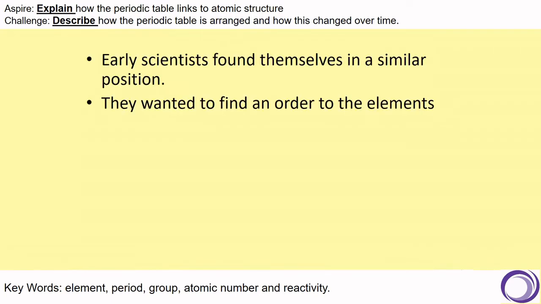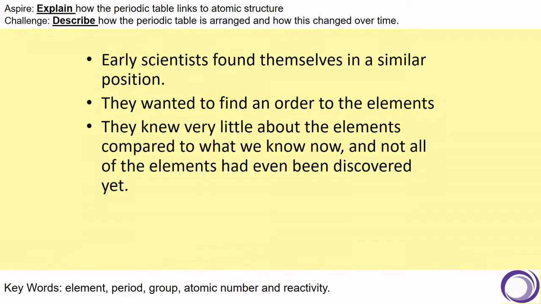So, like I've just said, early scientists were in a similar position to what you were then. And they wanted to find an order to the elements because as scientists like to think, everything has to be in order. They knew very little about the elements compared to what we know now. And actually, they weren't working with a complete set of cards, so to speak. Not all of the elements had even been discovered.